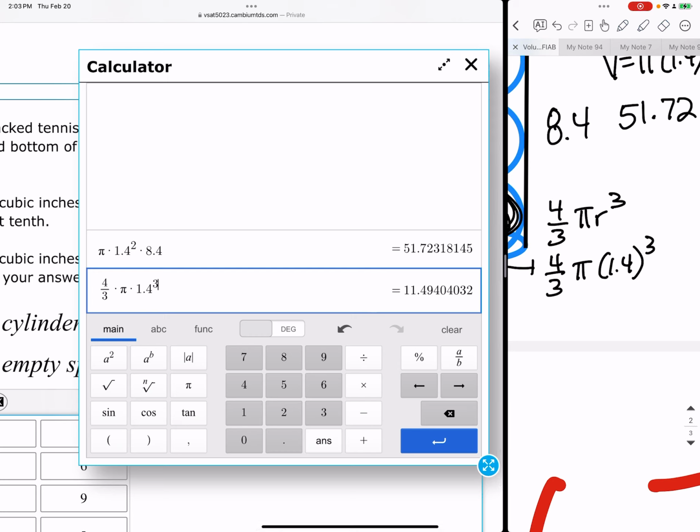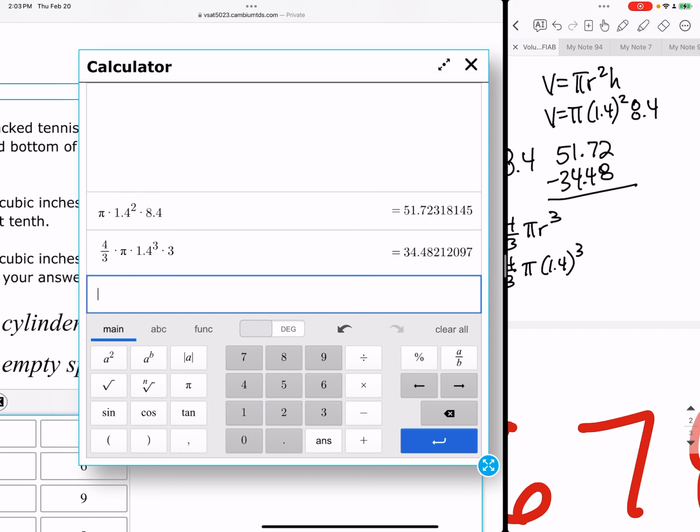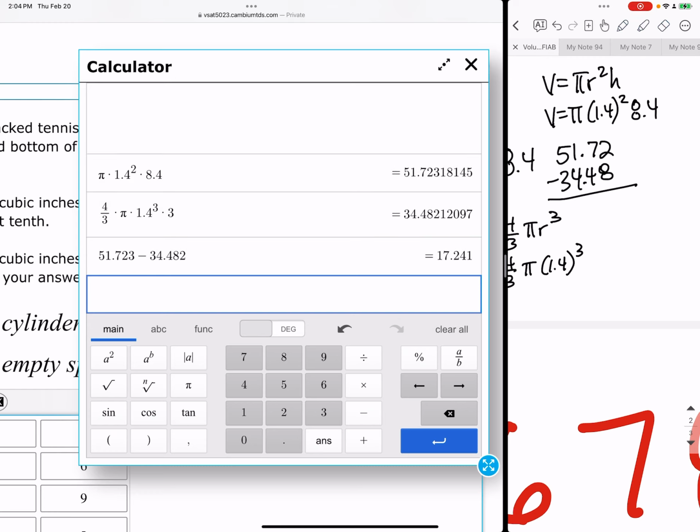But I also need 3 tennis balls, so I'm going to multiply this by 3. That's how much 3 tennis balls takes up, 34.48. So 51.723 minus 34.482 equals 17.24. That's 17.24 of empty space. All right, there you go.